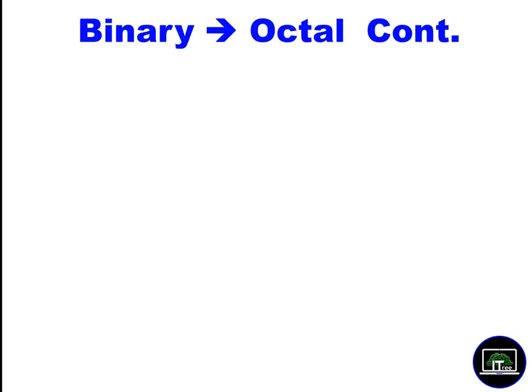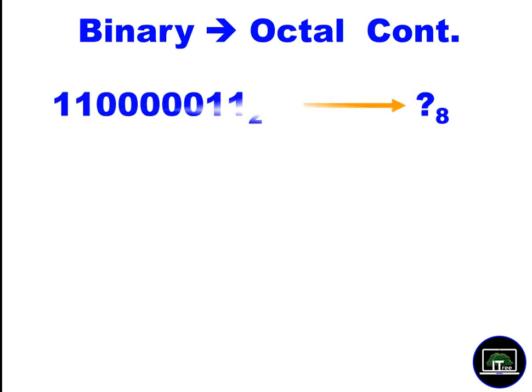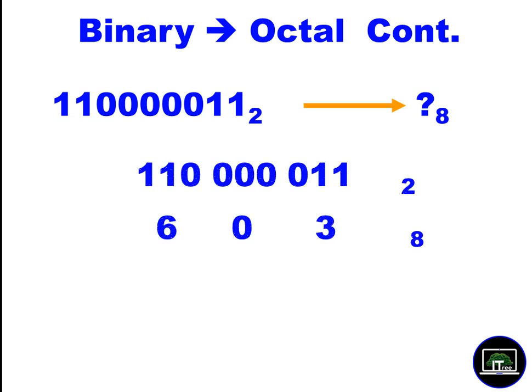We get one more: 1 1, 5 zeros, 1 1. We divide it into 3 digit groups, like that. Now you got the answer. See the second part: 1 1 0 is 6. 0 0 0 is 0. It's very important. 0 1 1 is 3. It is 603 in octal.